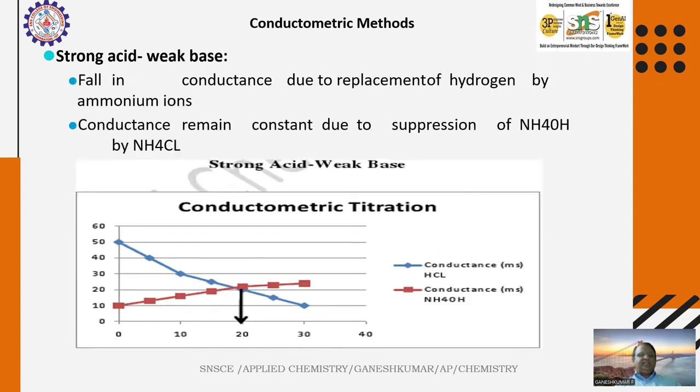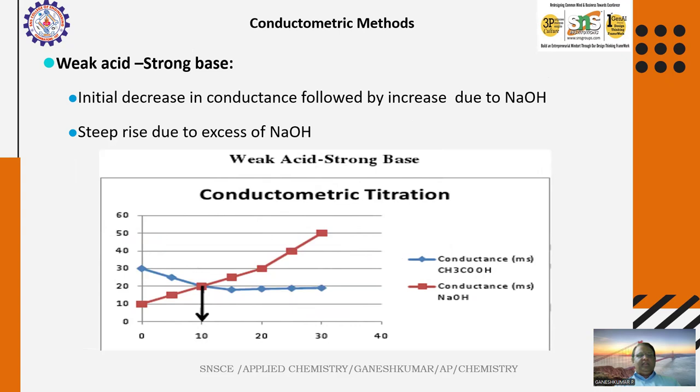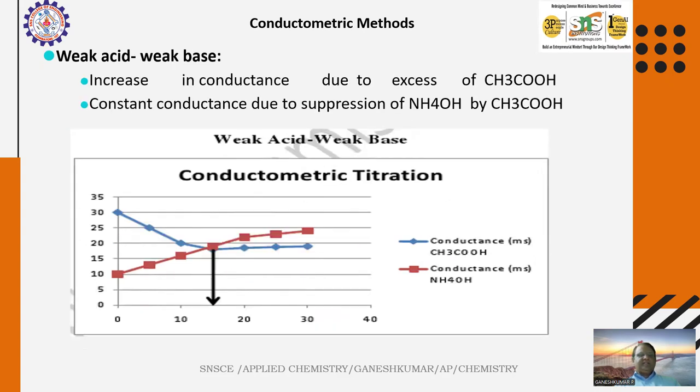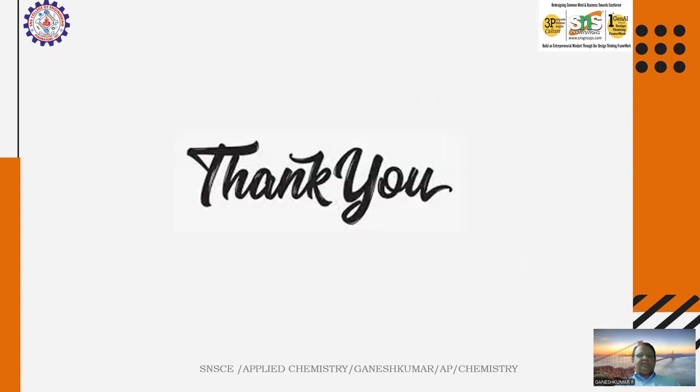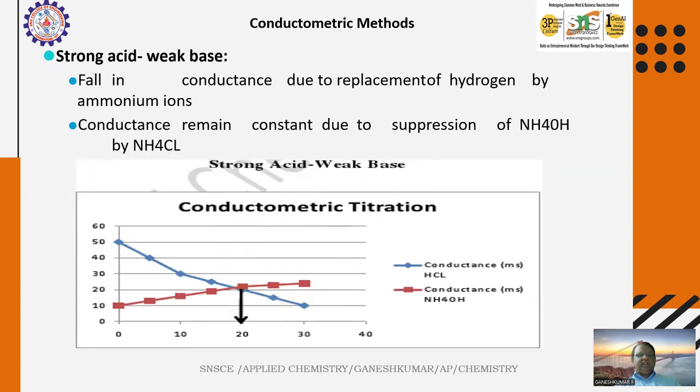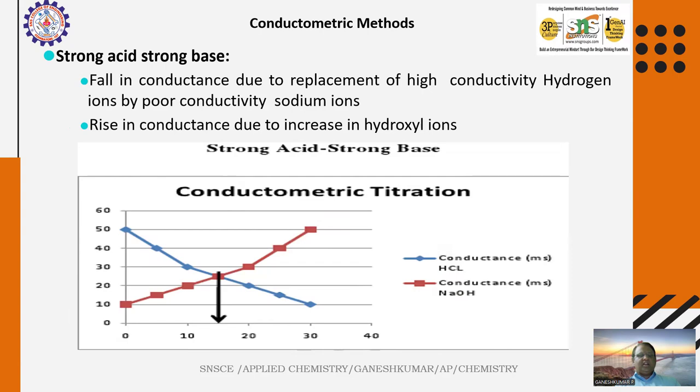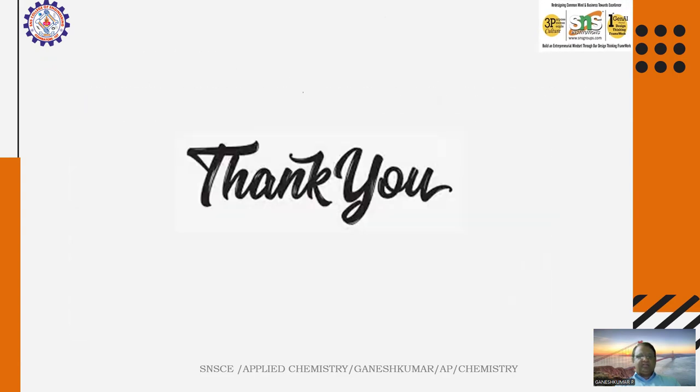This is strong acid versus weak base. The graph goes like this. Here, weak acid versus strong base, and weak acid versus weak base titration. So these are the typical examples of conductometric titration graphs.